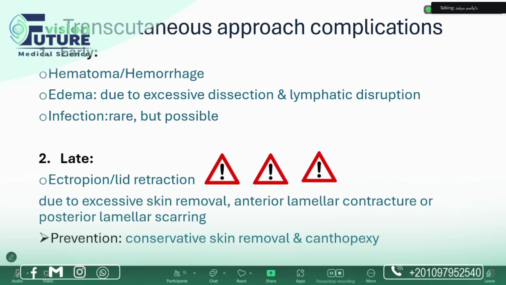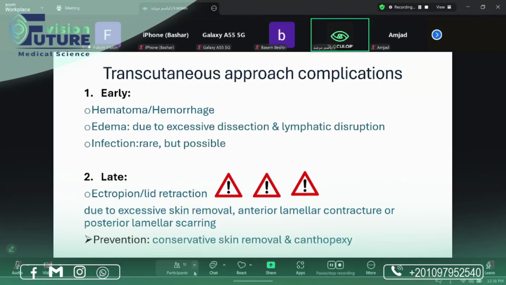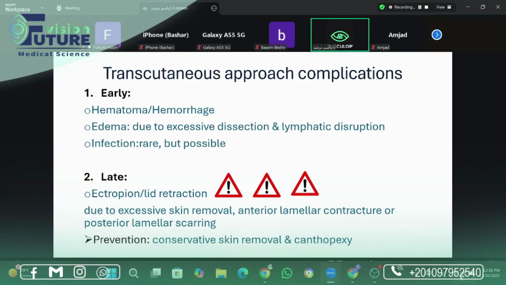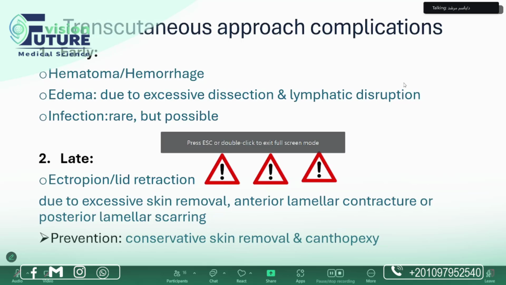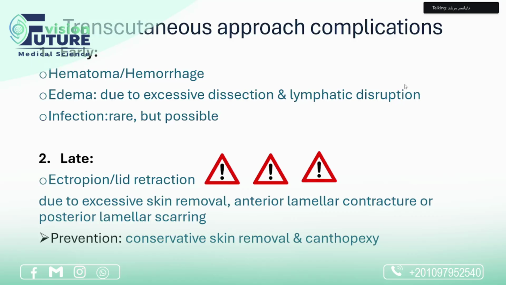Let's discuss the complications and what complications could be prevented from the different approaches of the blepharoplasty. So we'll start with the transcutaneous approach. And we have early complications, which I mean that might be intraoperative or the first couple of days after surgery. First thing is hematoma and hemorrhage, and this you can easily prevent by proper hemostasis all the time and with gentle handling and manipulations of the tissues. Edema, and this is usually due to excessive dissection and lymphatic disruption, and lymphatic disruption might be caused from excessive cauterizing or diathermy in the tissues of the eyelid. So I never suggest doing that.